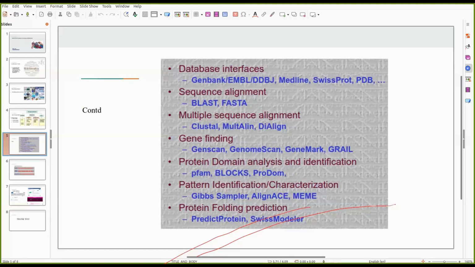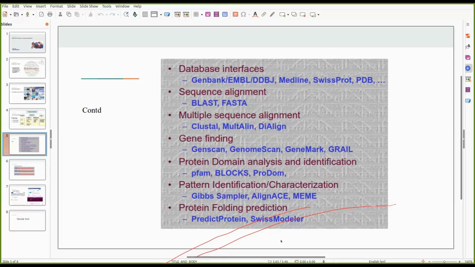Then pattern identification and characterization: you have the Gibbs sampler and AlignACE, and then protein folding prediction. This is also like the composites, very highly specific. If you want to predict how a protein will fold, majorly for proteins that are not yet crystallized through NMR, X-ray crystallography or cryo-EM, then you can use PredictProtein, Swiss-Model or I-TASSER to predict this.